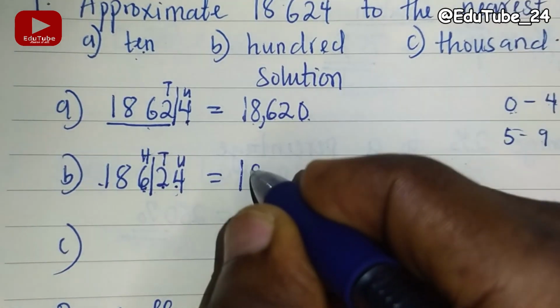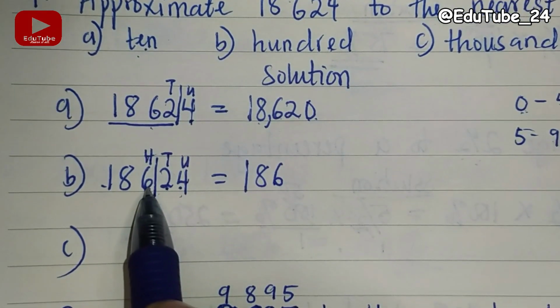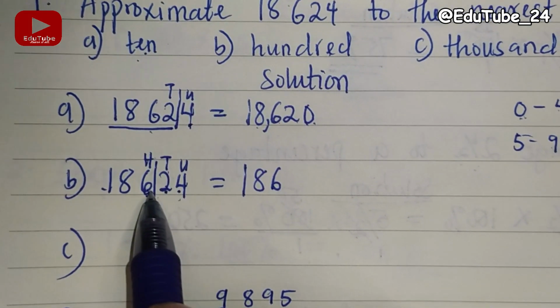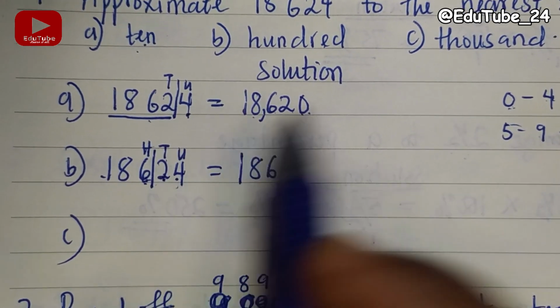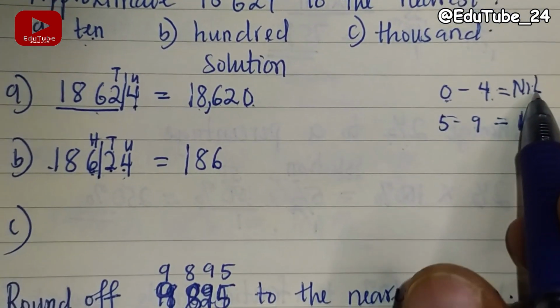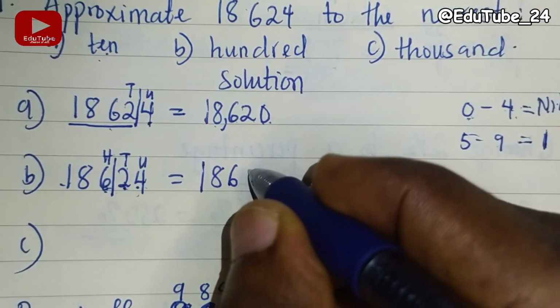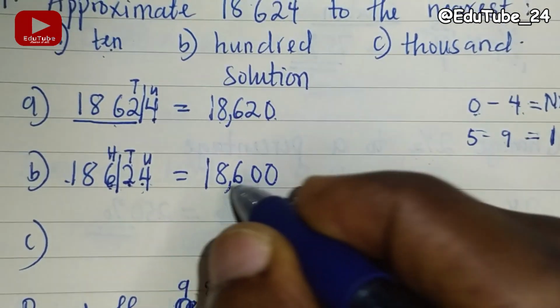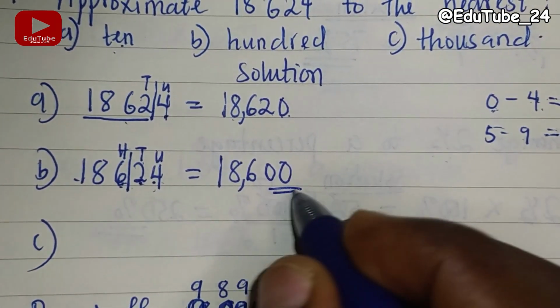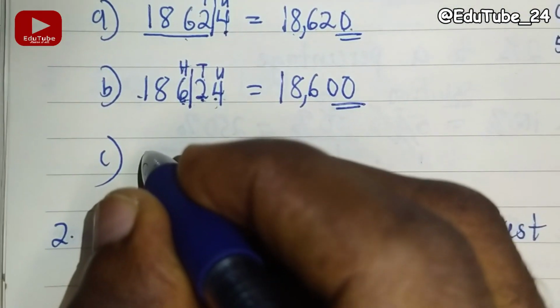So we write 186 because they said to the nearest 100, and then the nearest number to 100 is tens, which is 2, and it's between 0 and 4, so it will be rounded down to nothing. So these two numbers are basically going to turn to 0, 0. So our answer is 18,600.